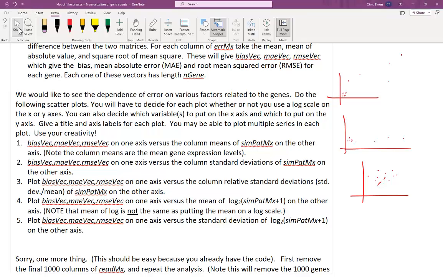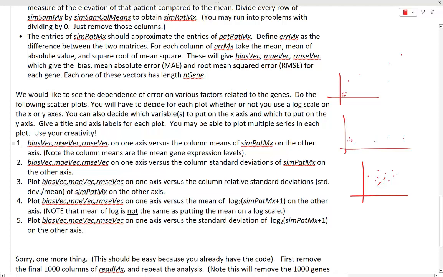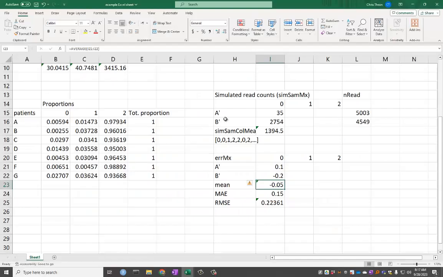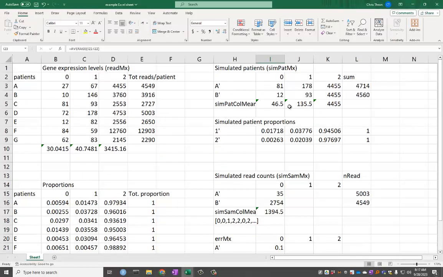You do these three statistics on one axis versus the column means of SimPatMex on the other. Okay. And the column means are the mean expression levels. Right? We already have those column means here when you have SimCat column means. Okay.